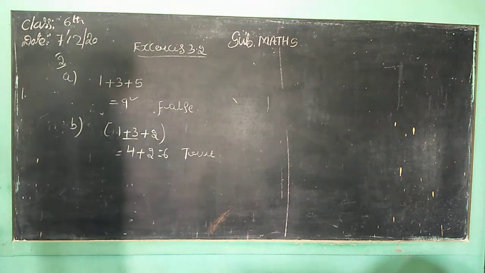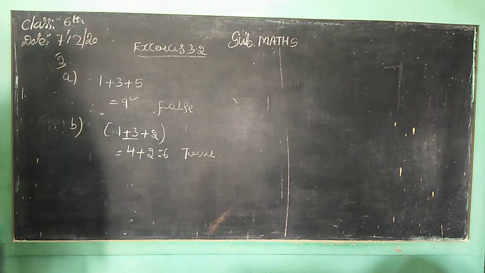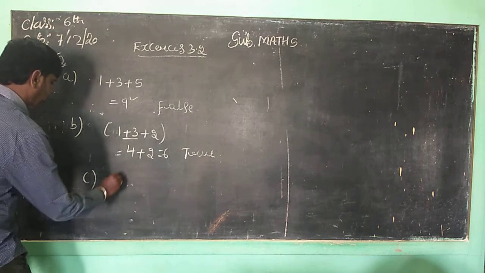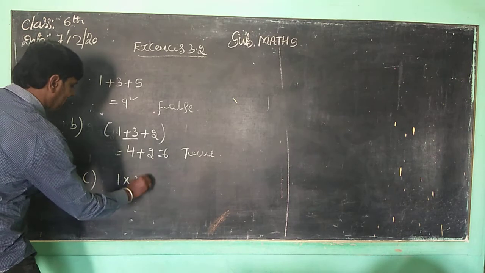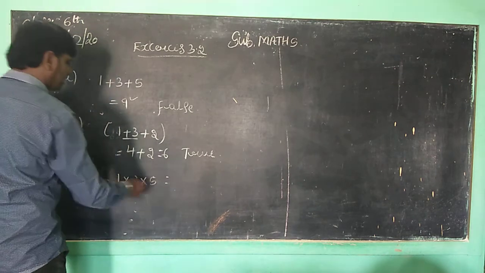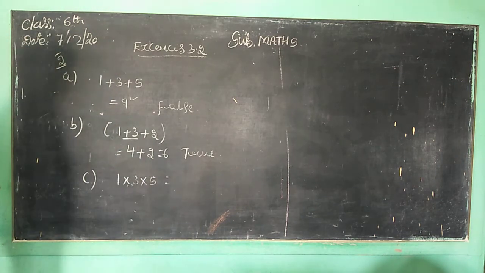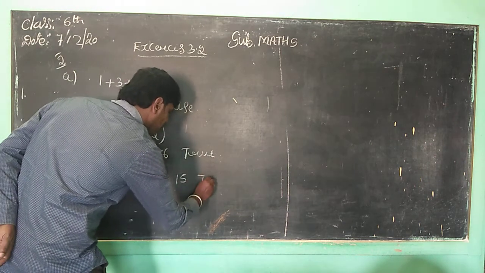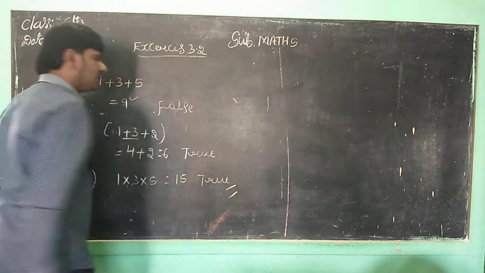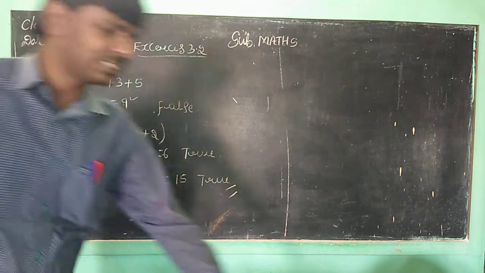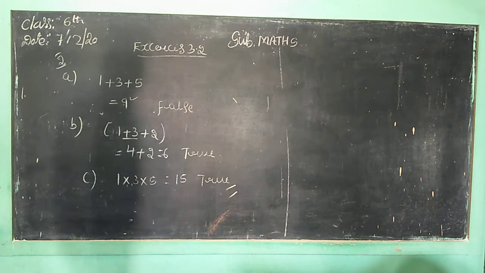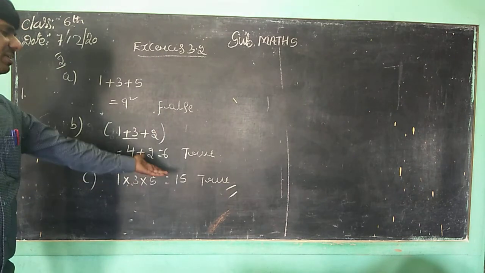Children, now you want to take: the product of three odd numbers is odd. Okay? The product of three odd numbers. Suppose 1 into 3 into 5. Correct, children? 1 times 3 is 3, 3 times 5 is 15. This is an odd number. Yes, this statement is true. The product of three odd numbers is odd. It is true.